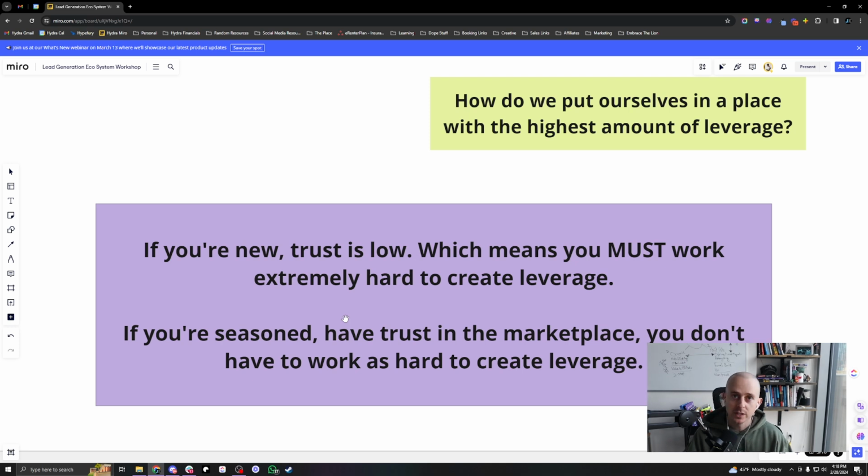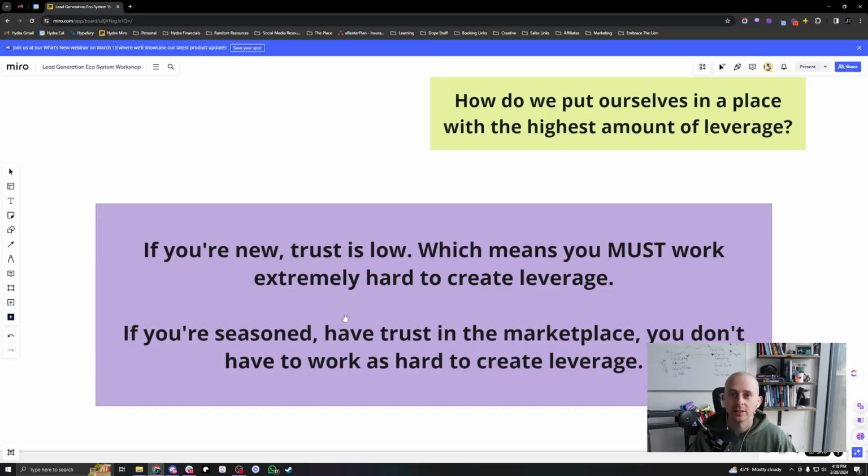Now, if you're more seasoned, you've been running your agency or your service business for some time, then chances are you have some trust built up in the marketplace, and you don't have to work as hard. You still have to work hard, don't get me wrong, but you don't have to work as hard to create leverage because maybe you're well known in the space, you've created the relationships, people know you for a specific craft, right? Whether that's lead gen or running ads for e-commerce brands, maybe you've built some sort of trust in the marketplace and you already have some leverage handy.